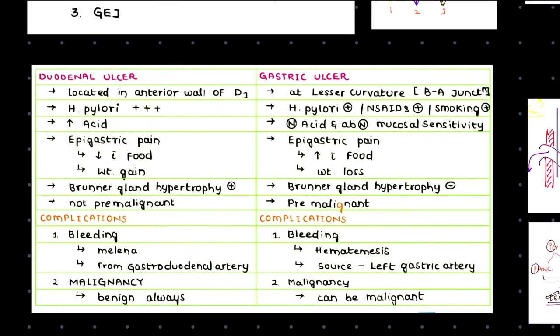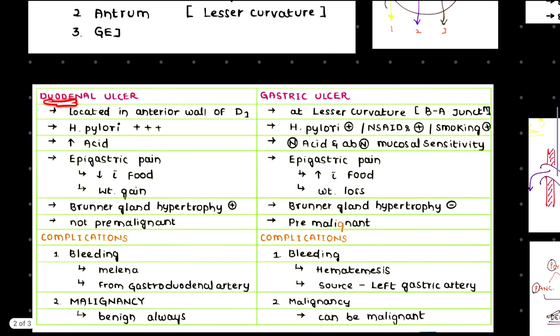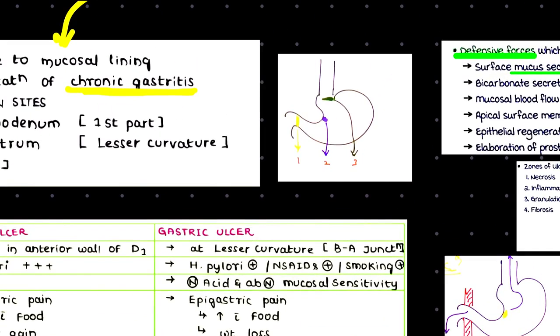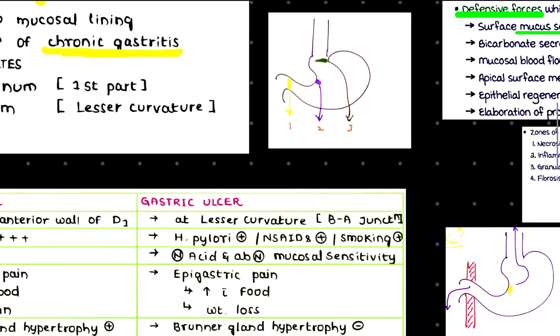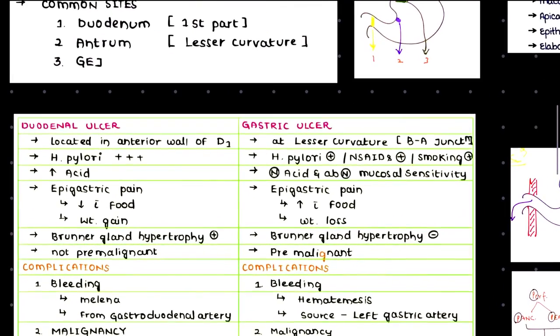Now talking about duodenal ulcer and gastric ulcer, as the name suggests, right? Duodenal ulcer will be present on the first part of the duodenum, and specifically it will be found on the anterior wall of the first part of the duodenum. And the gastric ulcer will be found in the antrum region, which is close to our lesser curvature, right? As you can see right here, the body and antrum junction.